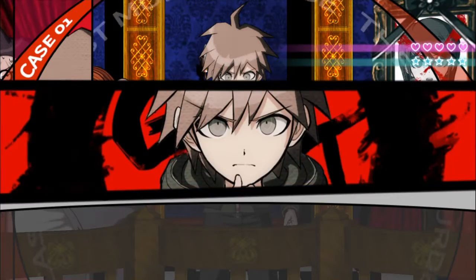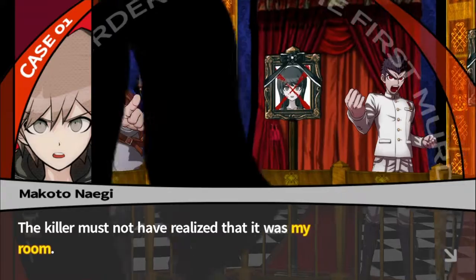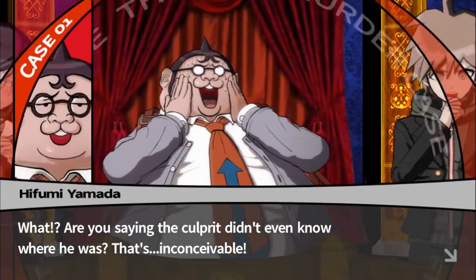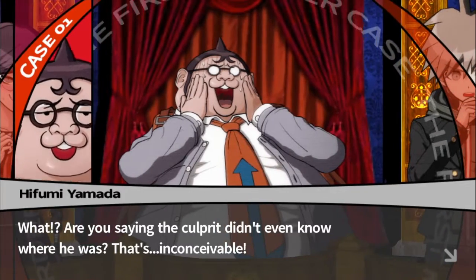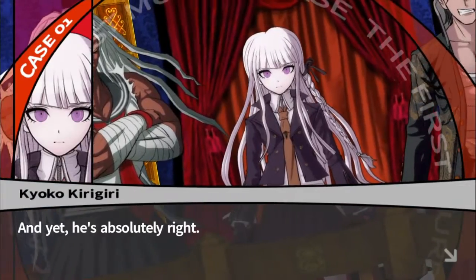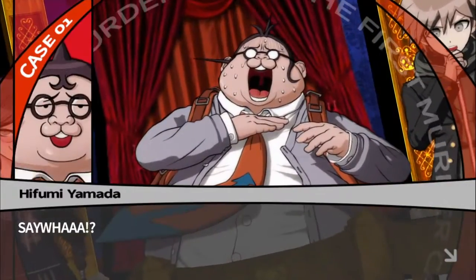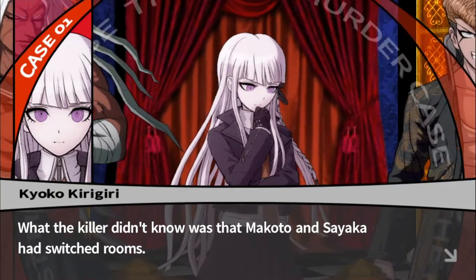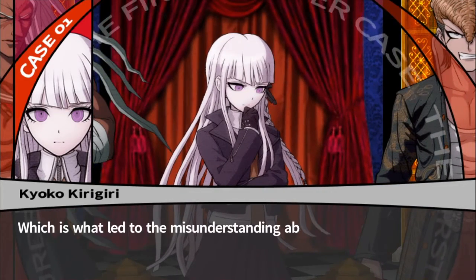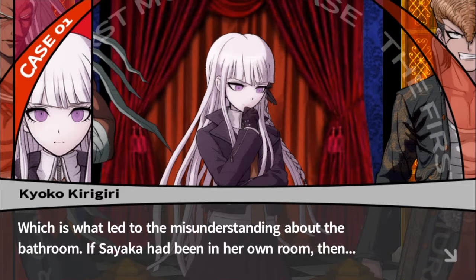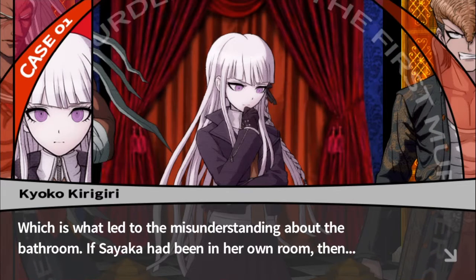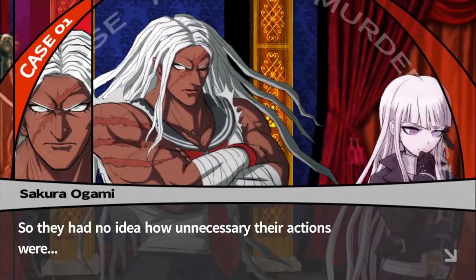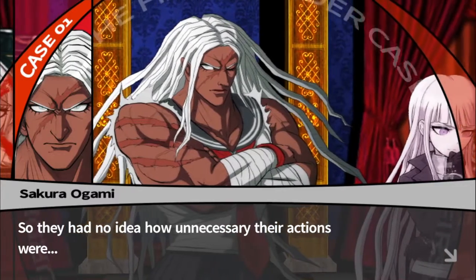I got it! The killer must not have realized that it was my room. What? Are you saying the culprit didn't even know where he was? Inconceivable! And yet, he's absolutely right. Say what? Well, to be more specific, what the killer didn't know was that Makoto and Sayaka had switched rooms, which is what led to the misunderstanding about the bathroom. If Sayaka had been in her own room, then there would have been a lock on the door, and they would have had to break through! So they had no idea how unnecessary their actions were.